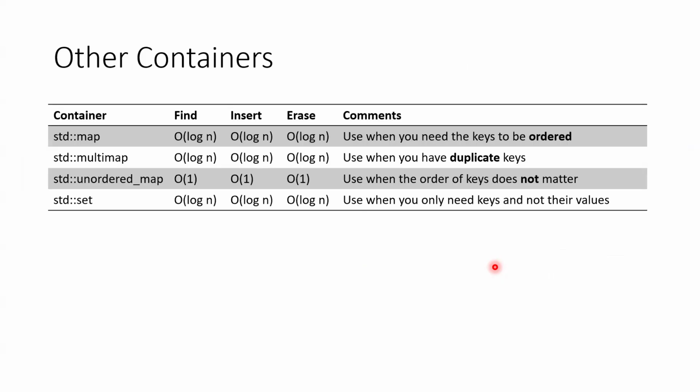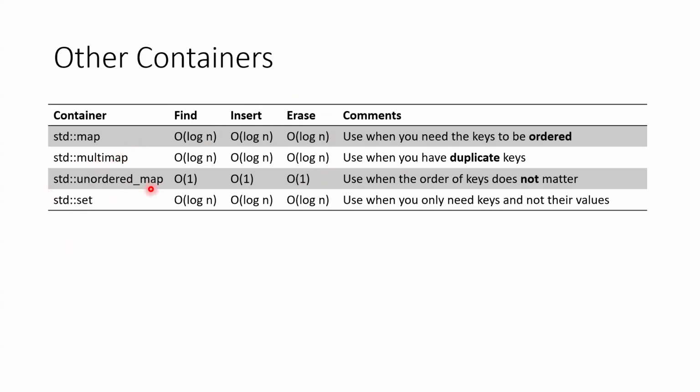There are other containers in the STL that we're not going into details about. We have the map, multi-map, and all of those have the same O(log n) time for find, insert, and erase because they are both binary trees. We have the set, which is also a binary tree, but use it only if you need keys and not their values.